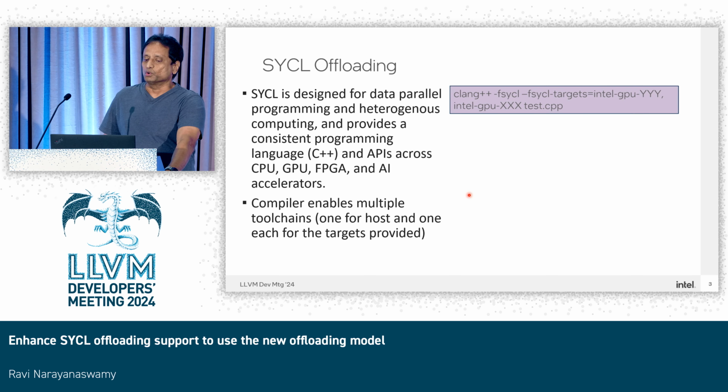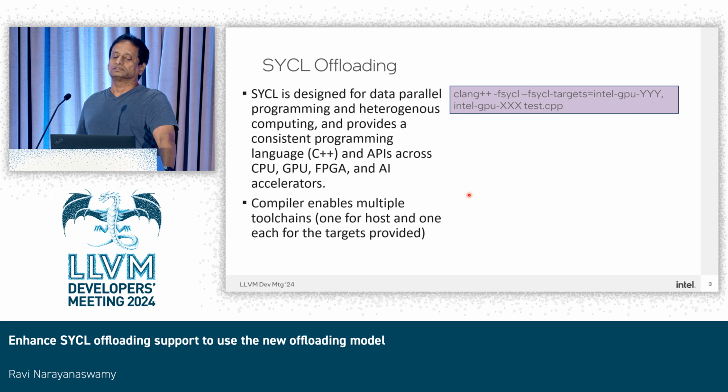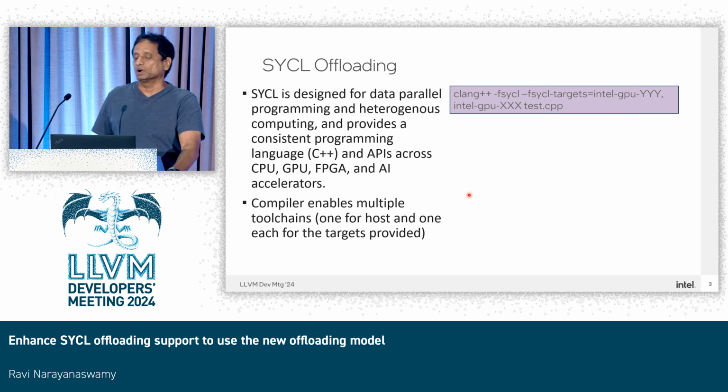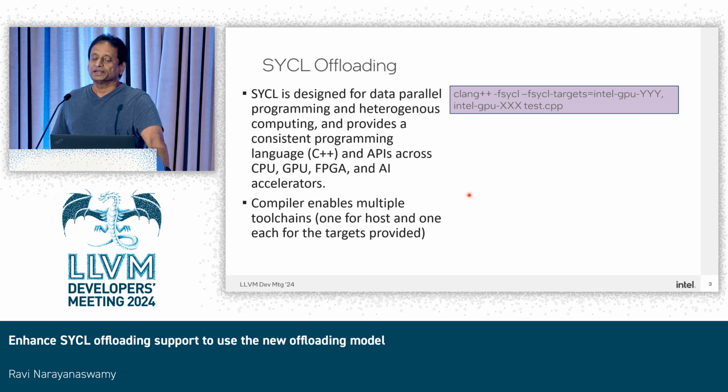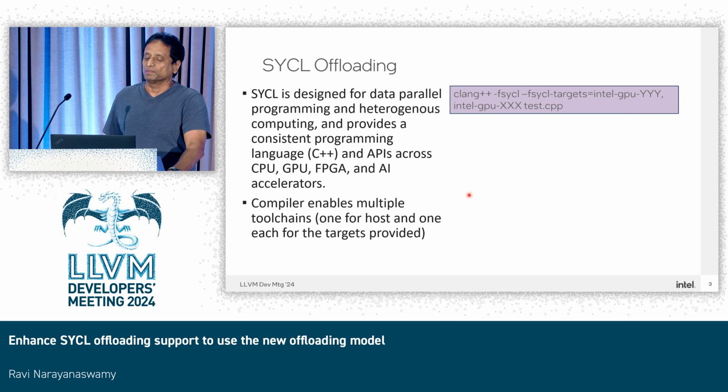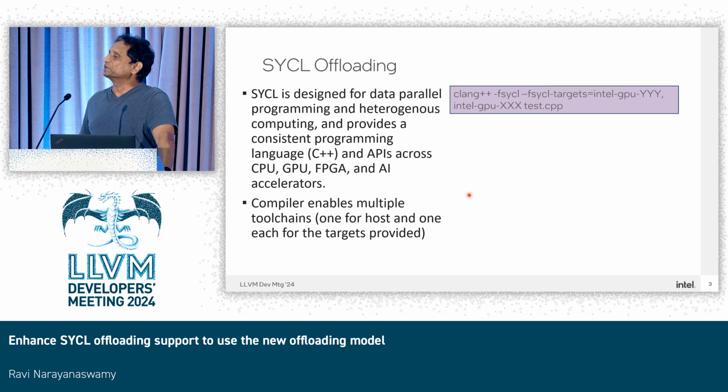So let's look at how you would invoke the compiler. You have clang and then you say -fsycl. That means you want to compile a program that contains SYCL. Then you also want to compile for some targets, so you specify that using -fsycl-targets, and you can provide multiple targets. Here I'm giving an example where you can say Intel GPU YYY and XXX. I'm trying to hide the names; I'm not sure what names we can export, so I just use generic names, and then you provide the test file.